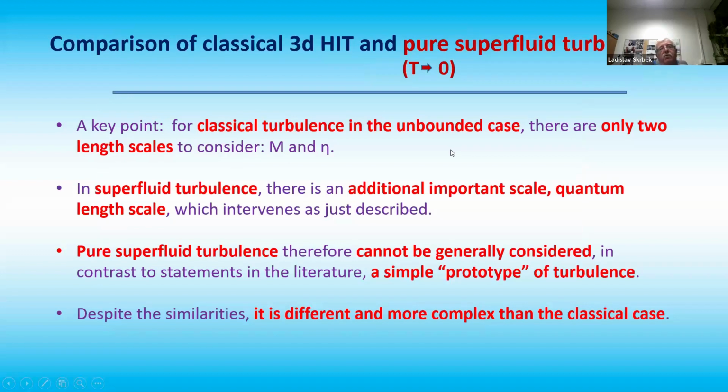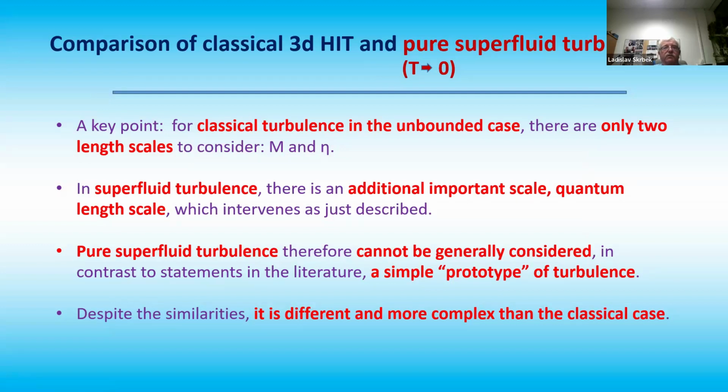So now, if you compare classical two-dimensional homogeneous and isotropic turbulence and pure superfluid turbulence in the zero temperature limit, what is the message you can take home?